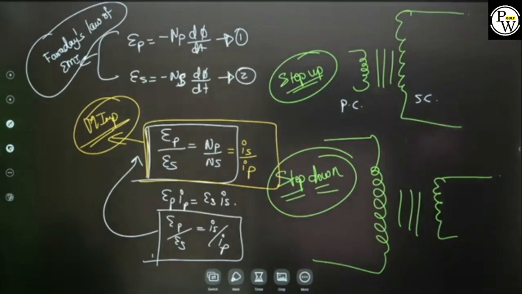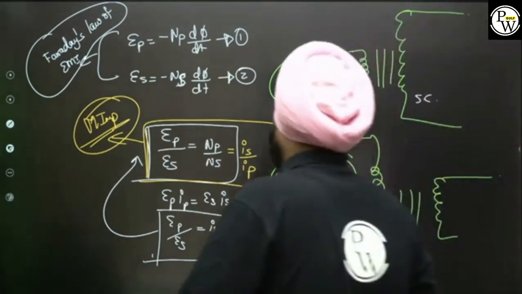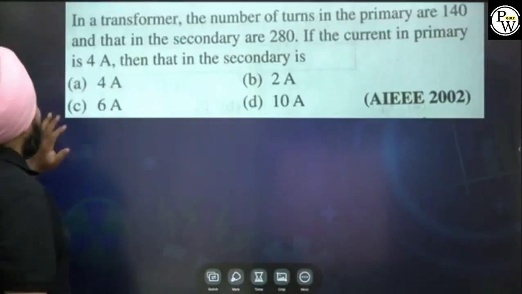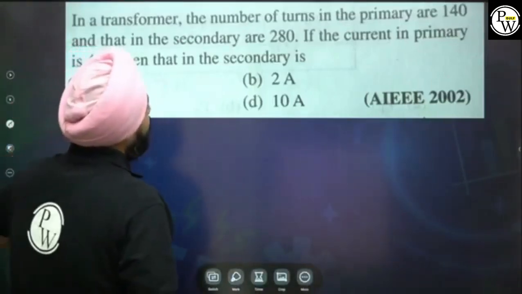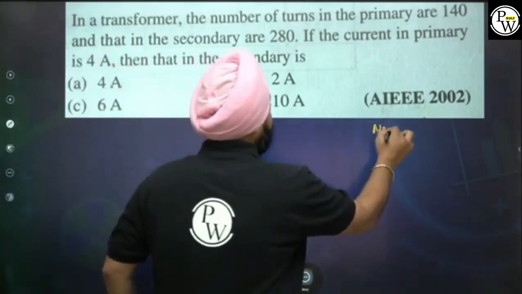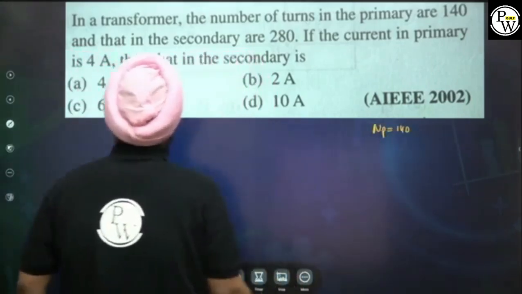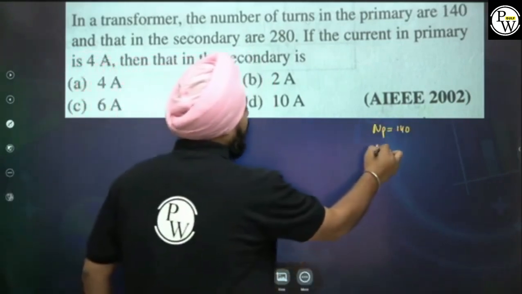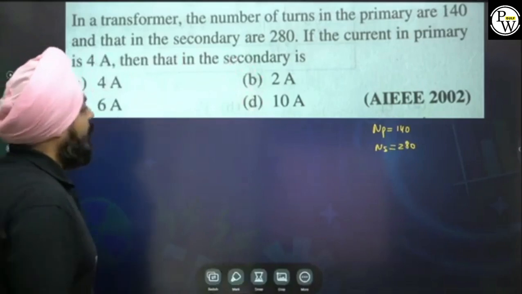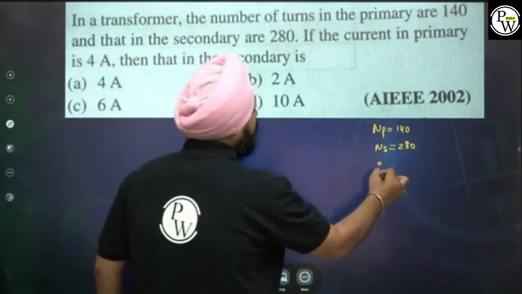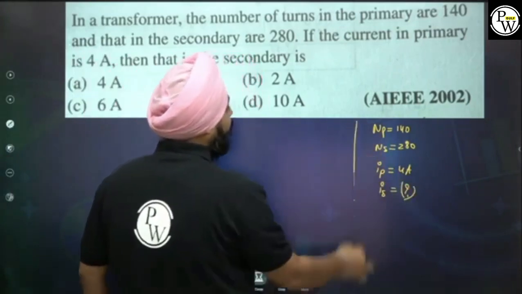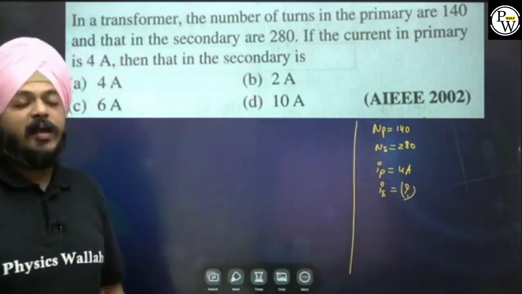Okay, that's it. That much time is enough. Now, the question states that in a transformer, the number of turns of the primary coil is 140, and that of the secondary coil is 280. The current in the primary coil is 4 ampere. What will be the current in the secondary coil? From this we are going to determine whether it is a step up or step down.